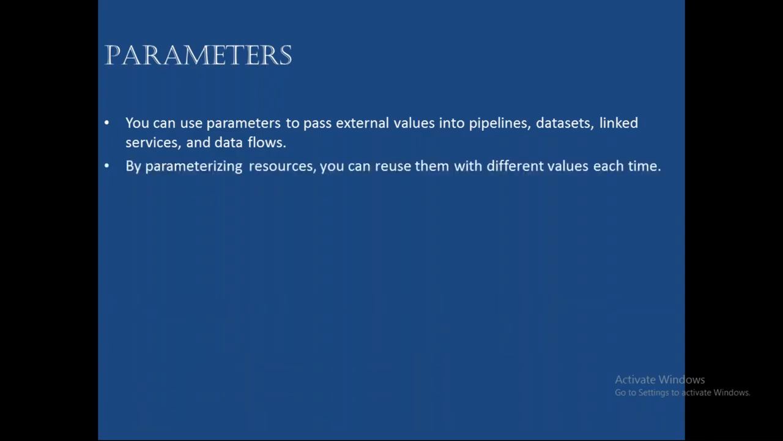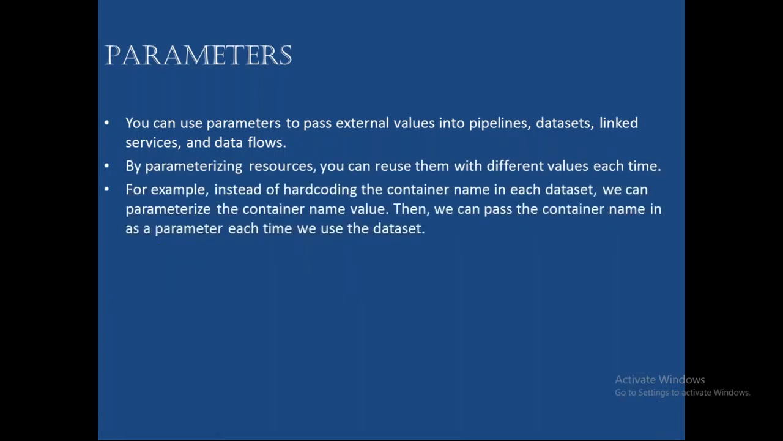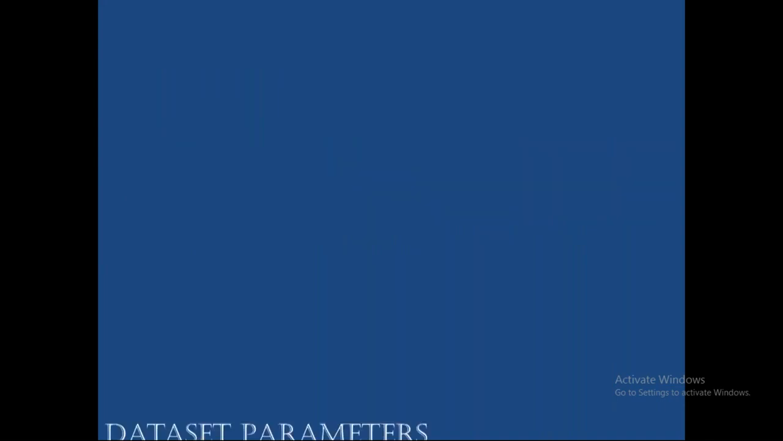Okay, next. By parameterizing resources, you can reuse them with different values each time. Next, for example, instead of hard coding the container name in each data set, we can parameterize the container name value. Then we can pass the container name in as a parameter each time we use the data set. Instead of the container, we are going to pass the file name today.